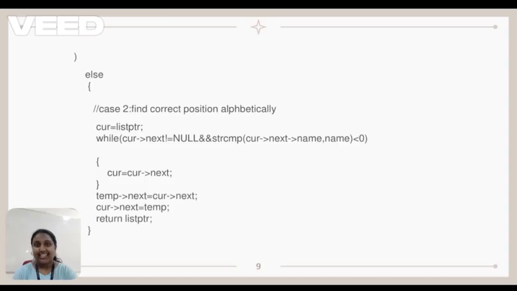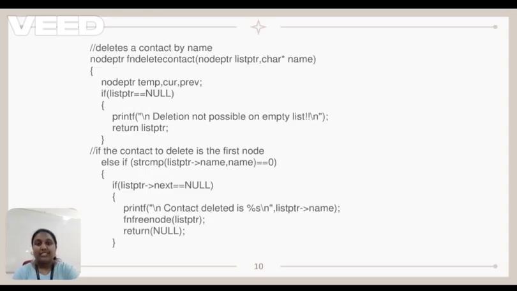I'm Hidhivi Atreya and I'll continue the presentation. This function is to delete a contact by name. I've taken an input and now I'll check for that particular name in the entire linked list. I have a pointer called listptr that is pointing to the contacts that we have already stored. If that pointer is pointing to null, then I'll simply say that deletion is not possible on an empty list and return listptr.